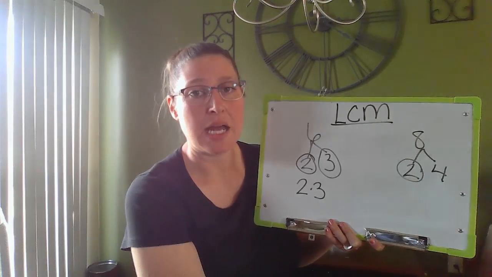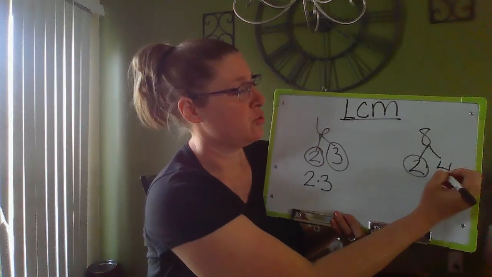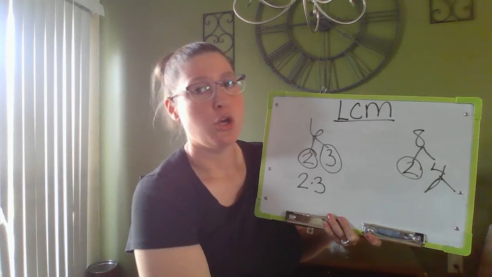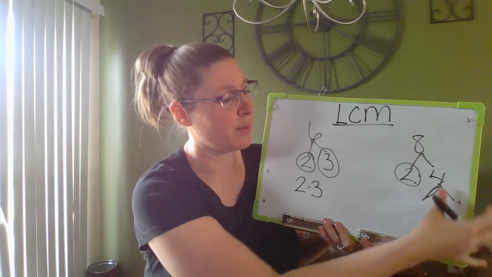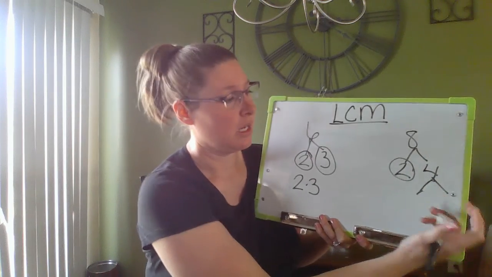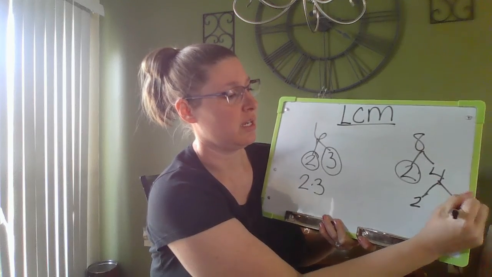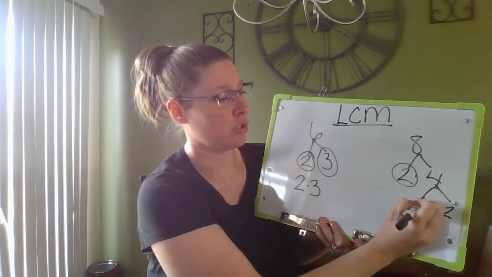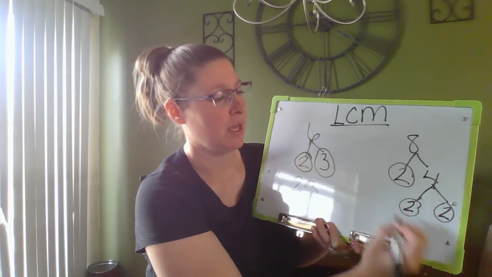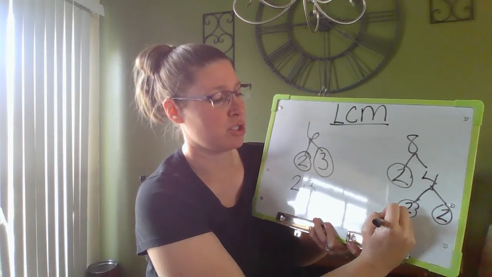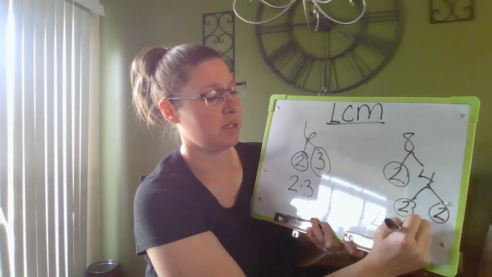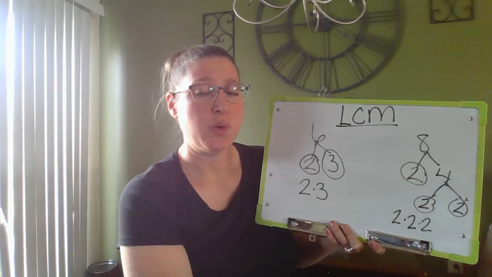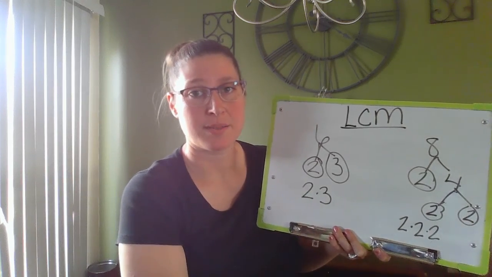Since the 4 is composite, I'm going to break it down again into prime numbers. So what are 2 numbers I can multiply together to get to 4? And it's going to be 2 and 2. I'm going to circle both since they're both prime. And so my multiplication problem is 2 times 2 times 2. We do want to order them from least to greatest.